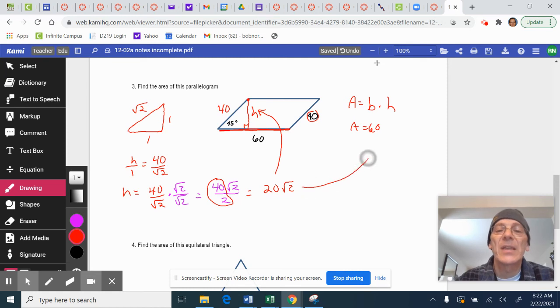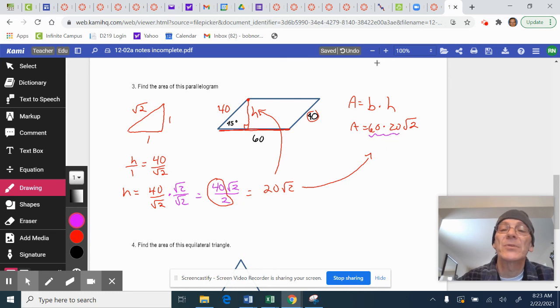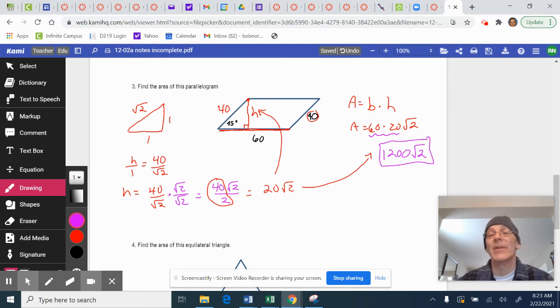So the area is 60 times 20 radical 2. Reach for your calculator if you need to do the 60 times 20. That comes out to be 1200 radical 2. That's the exact area of that parallelogram. If I say a decimal is okay, punch it in, get a decimal value. You're going to have to do this on, I think, as many as 3 homework problems tonight.